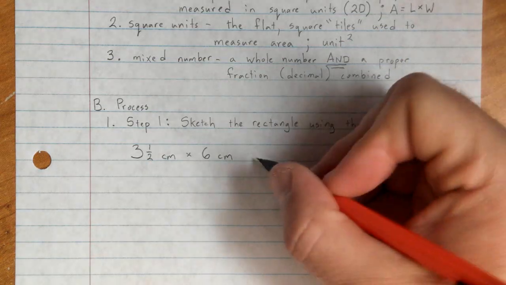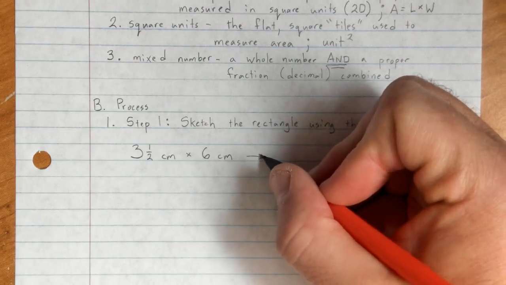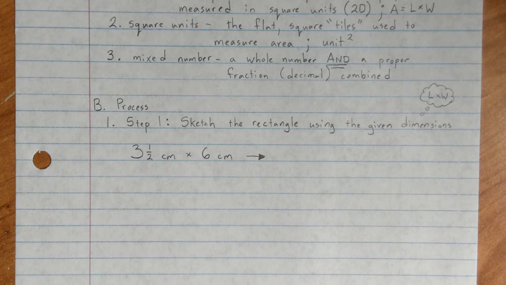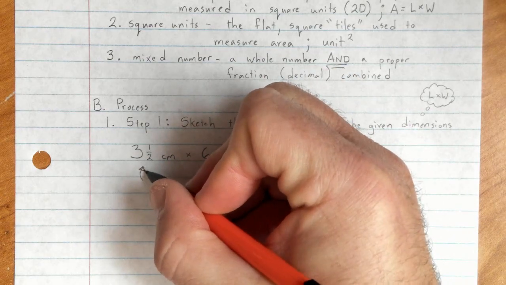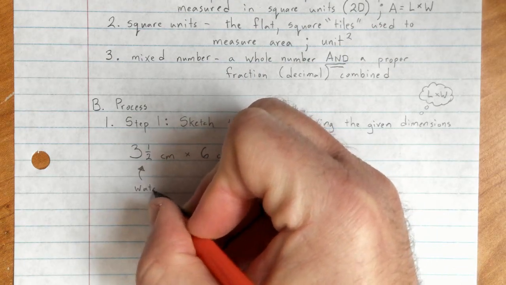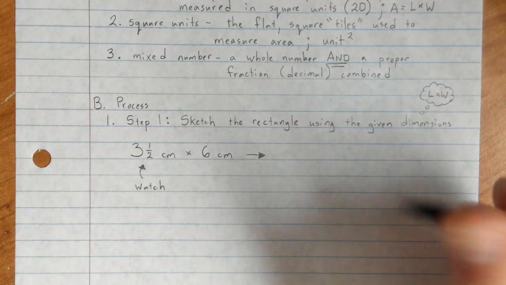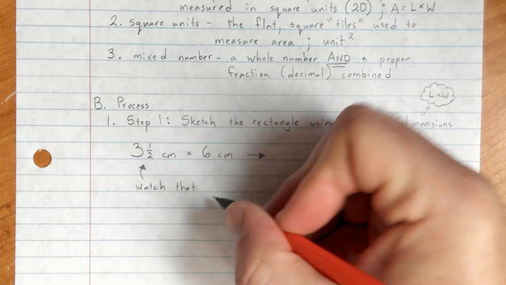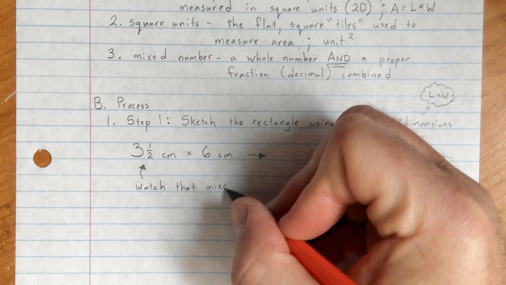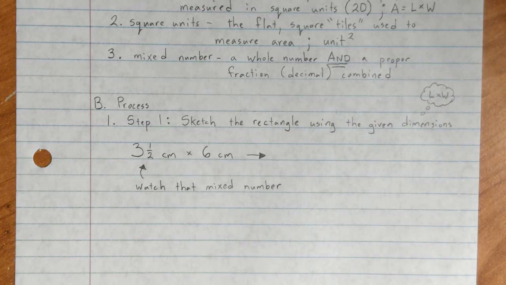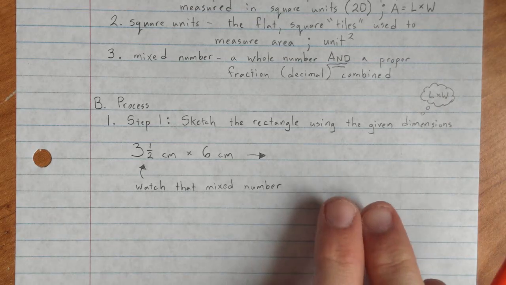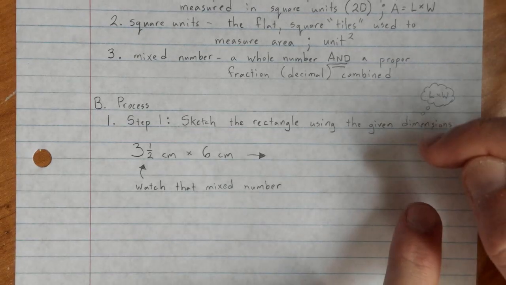Okay. We're going to take this and we are going to turn it into a rectangle. We're going to sketch it out. This doesn't need to be perfect. I'm not asking you to measure anything. Please just make sure, though, that you are watching carefully for this mixed number. I'm going to show you how we can use the lines in the paper to help us deal with that. But watch that mixed number. Sometimes it's first, sometimes it's second. Just be careful.